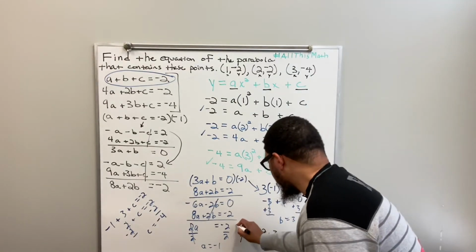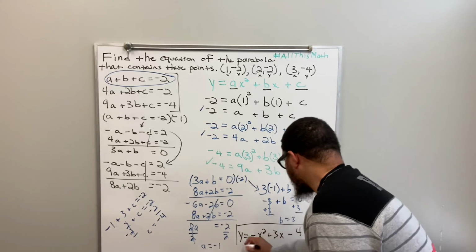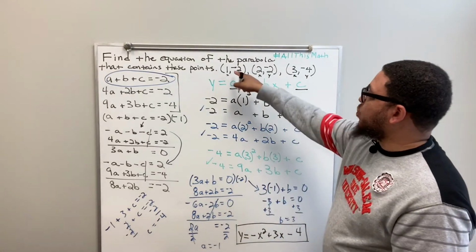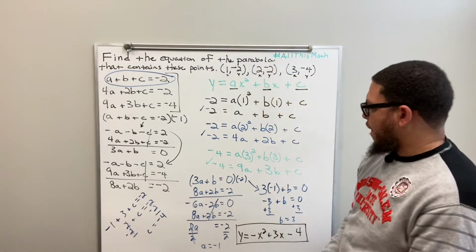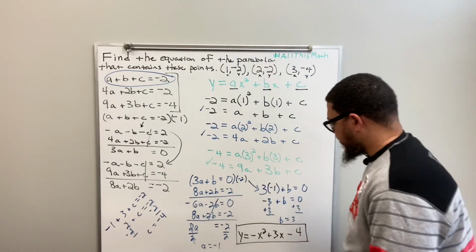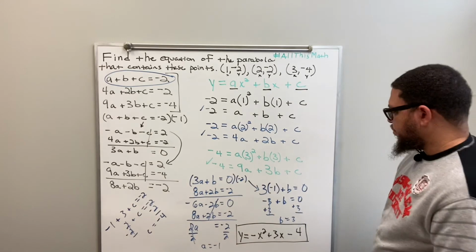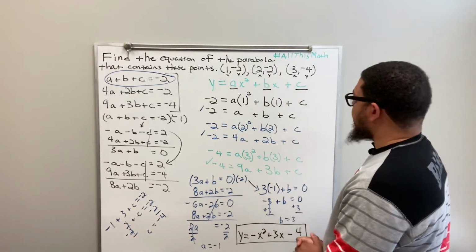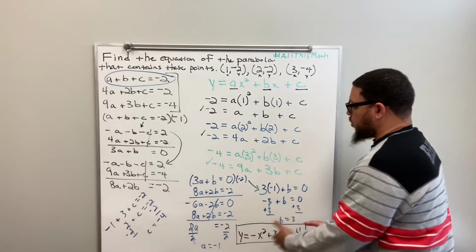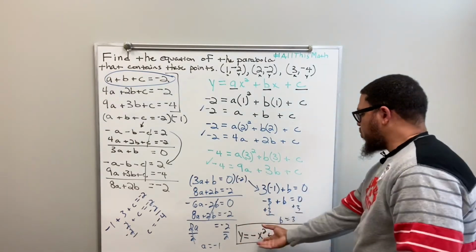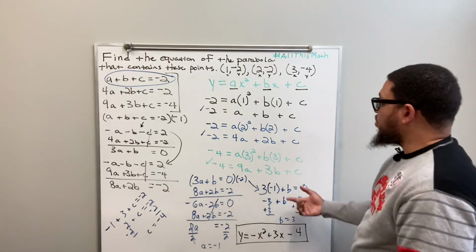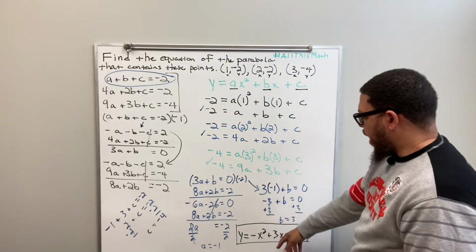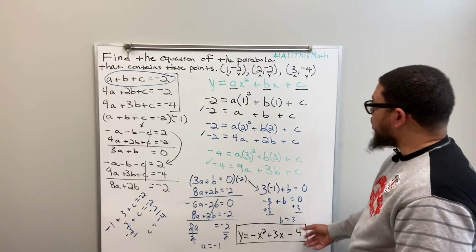And this is your final answer. This is the equation that represents the parabola that includes these 3 points. This is it right here. Now if you plug these points into this equation, then the left side will equal the right side. The y value will equal the value over here from plugging in the x values, squaring them, multiplying by negative 1, adding 3 times that same x value, and subtracting 4.